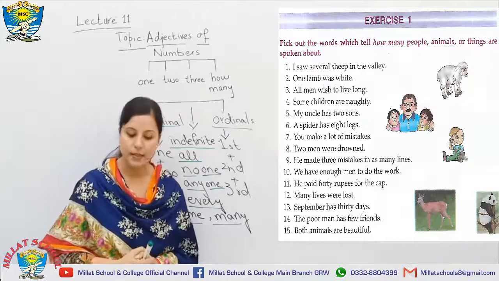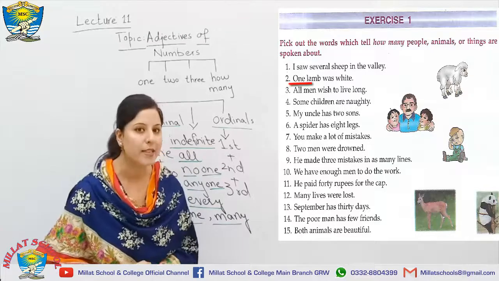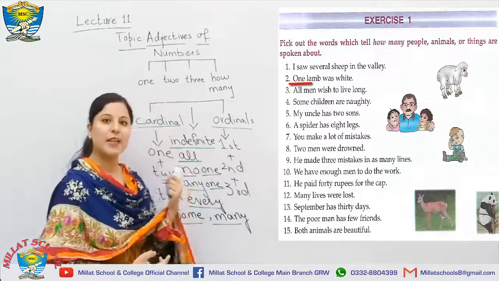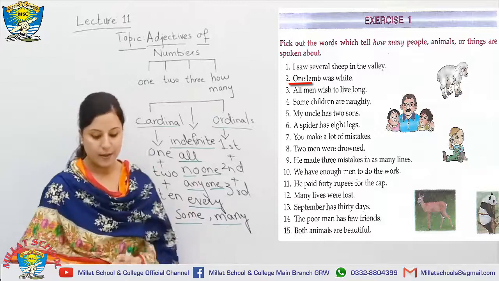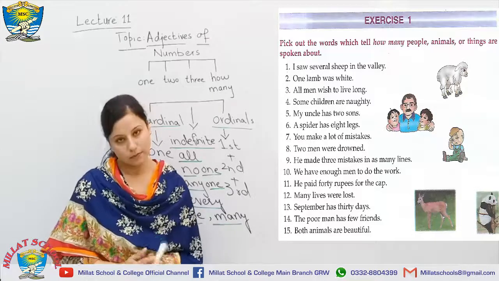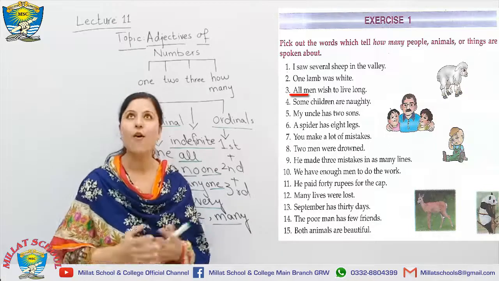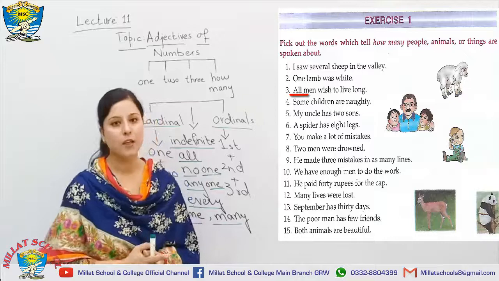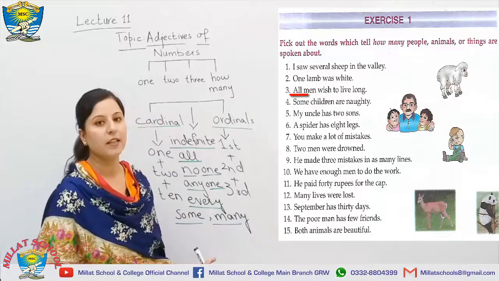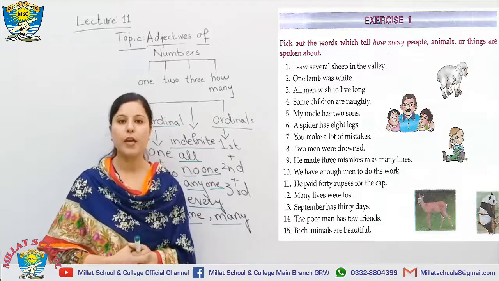Let's see the second sentence. One lamp was white. How many lamps were white? Only one. And this is going to be your cardinal. Number 3, all men wish to live long. Exactly, that's one of the realities of our life. And all men, all has been used in the indefinite category because there is no exact number of the men. So all will be your indefinite.